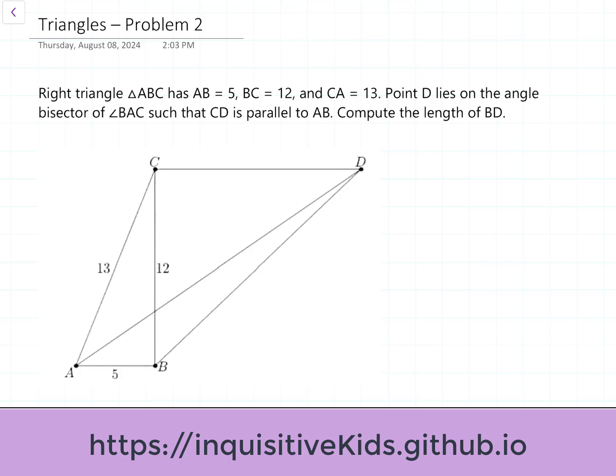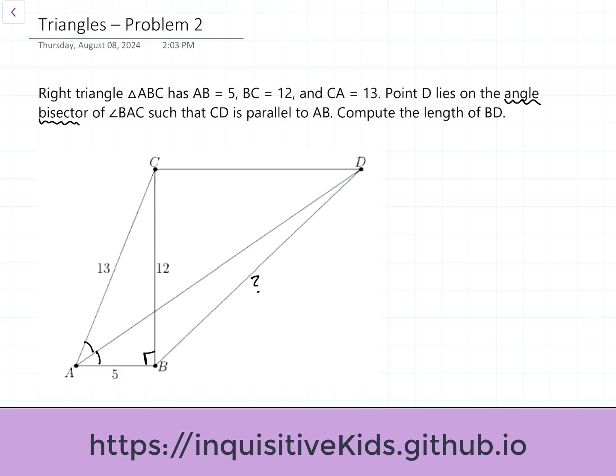Let's reread the problem and mark everything we know from the information it has given us. ABC is a right triangle. AB is equal to 5, BC is equal to 12, and CA is equal to 13. Point D lies on the angle bisector of BAC. Therefore, angle CAD and angle BAD are equivalent. What is the length of BD?